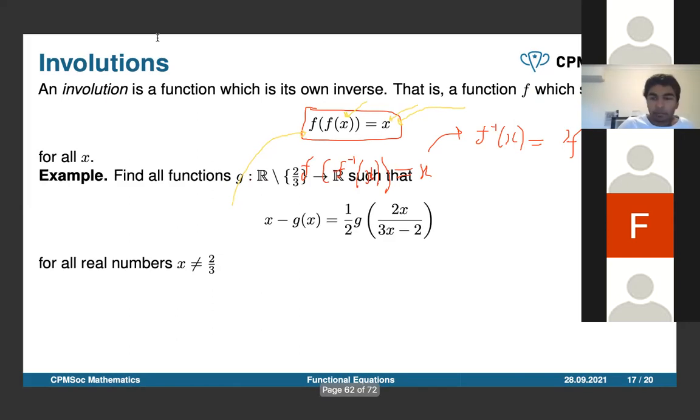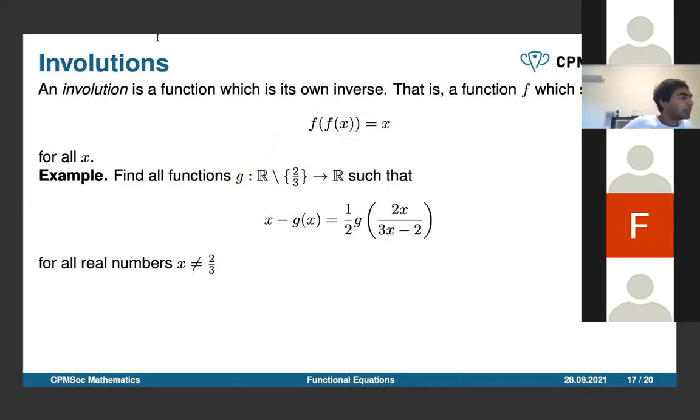Okay, so now I can move on to the example question, which is: find all functions g from the reals apart from 2/3, so all the reals except for this number, to the reals, such that x − g(x) = (1/2) g(2x/(3x − 2)) for all reals apart from 2/3. This 2/3 is just to ensure the denominator is not equal to 0, so the function is defined for all x.